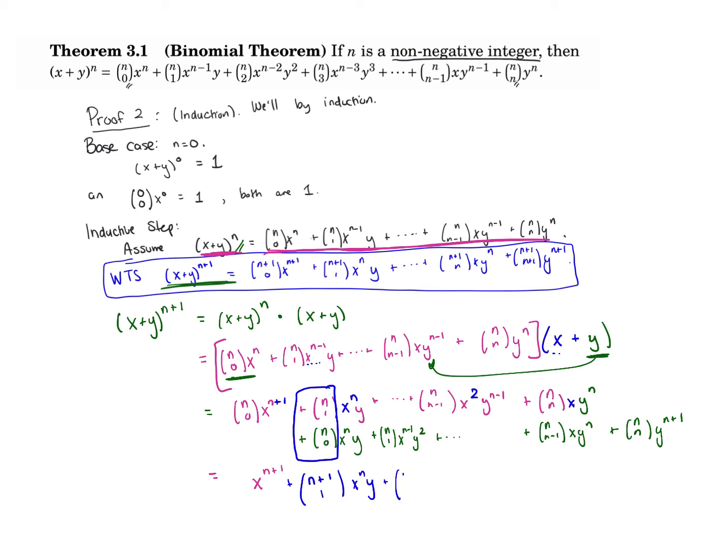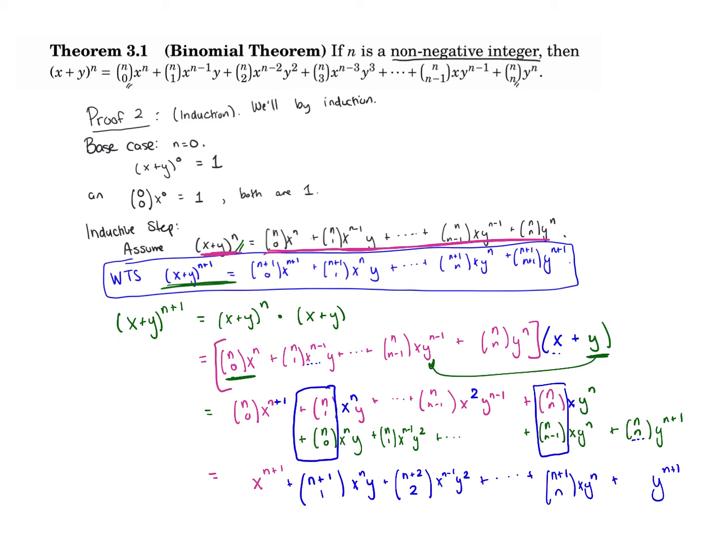And then next I'm going to have that n plus 1 choose 2 times x to the n minus 1, y squared, all the way down, these two add together to an n plus 1 choose n, x, y to the n, and then n choose n, that's just 1, y to the n plus 1.